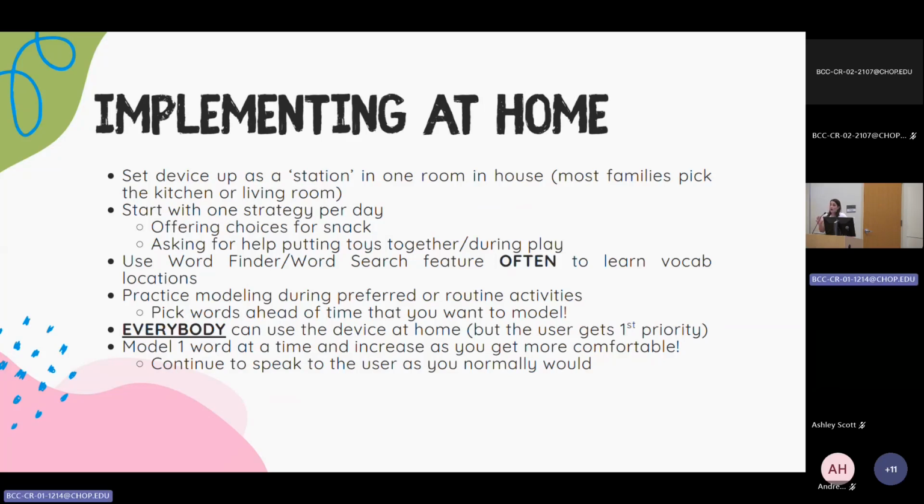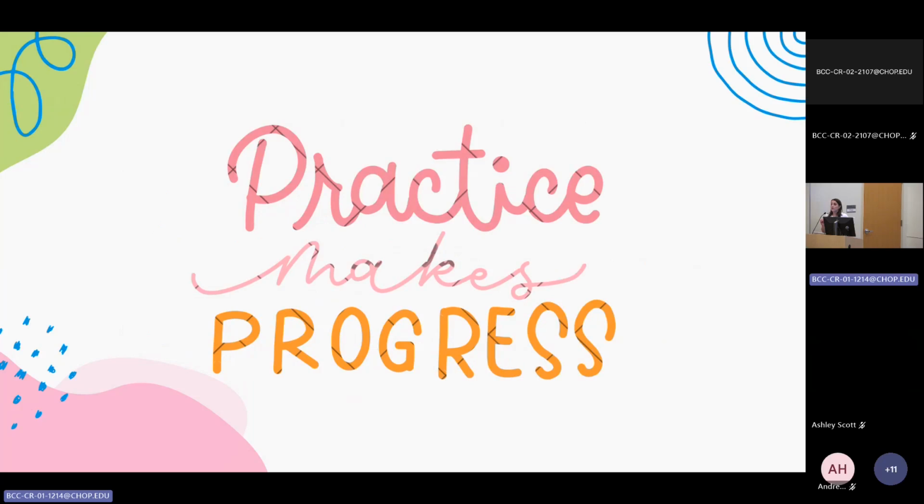And then I always like to say everybody can use the device at home. A lot of times siblings like to be helpers. I've had families bring in older siblings because they're like, I'm not tech savvy, let Johnny learn the tech stuff. I'm like, cool. Get the siblings involved, get everybody involved. Just know it's the user's, it's Susie's talker, it's her priority, but everybody can and should be using the device at home. And I always like to say practice makes progress, not practice makes perfect.